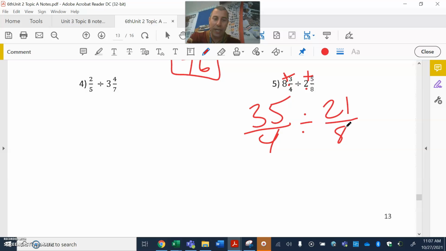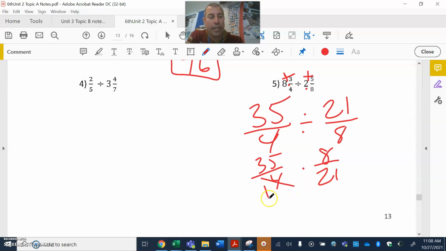All right. So step 2 is to rewrite. So I leave that first one alone. I change it to a multiplication problem. And we flip that second fraction. So let's check out the 4 and the 8 first. Again, a lot of times the smaller number works. So I'm going to check the 4. Yes, I can divide them both by 4. So 4 divided by 4 is a 1. 8 divided by 4 is a 2. Nice. Now look at the 35 and the 21. I cannot divide them both by 21. 35 divided by 21. No.